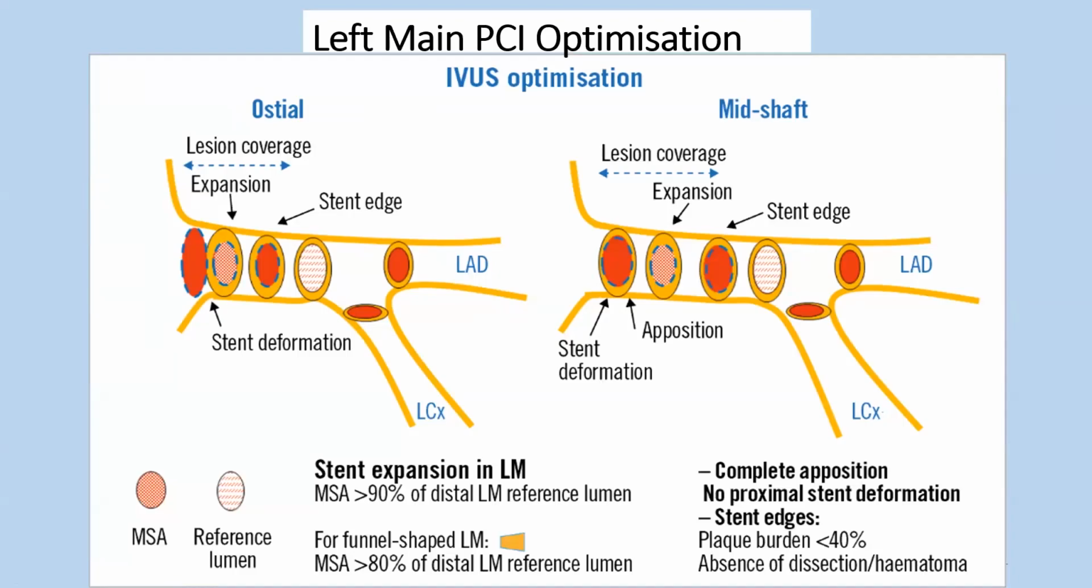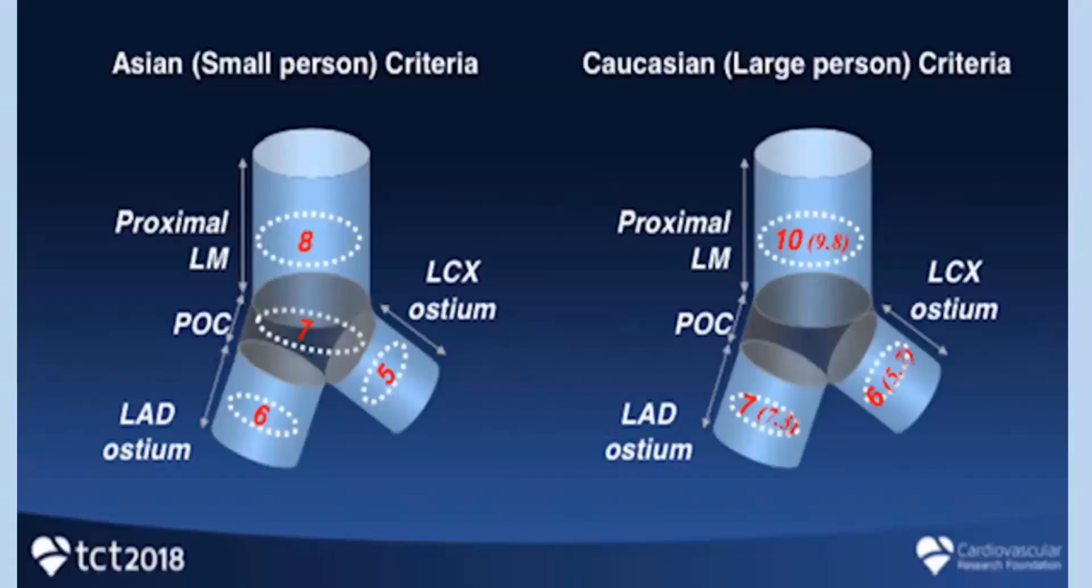So also we know that there is a lot of evidence now to say that the post-PCI MLA by IVUS should be at least about 6 in the circumflex, 7 square millimeters in the LAD, and 10 square millimeters in the left main, which is the new criteria, particularly in large build patients. Though the earlier criteria of 5, 6, 7, 8 is not commonly used nowadays.